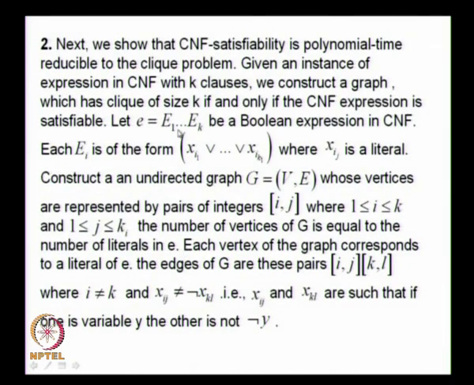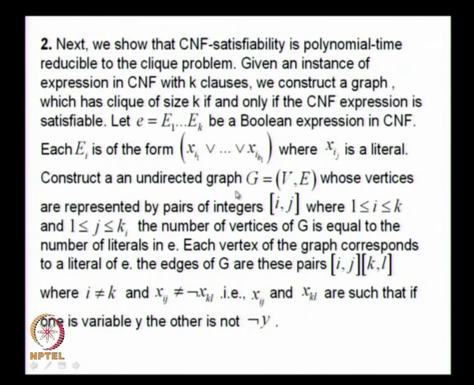Now, we have to show that CNF satisfiability is polynomial time reducible to the clique problem. Given an instance of an expression in CNF with k clauses, we construct a graph which has a clique of size k if and only if the CNF expression is satisfiable. Let us take the CNF expression as E, that is E1, E2, ..., Ek. There are k clauses, each Ei is a clause. This is a Boolean expression. Each Ei is of the form xi1 or xi2 or etcetera xiki. There are ki literals in this clause. Each xij is a literal, a variable or a negation of a variable.